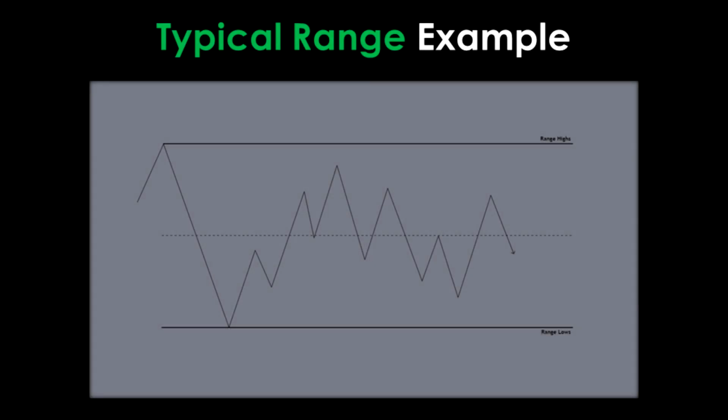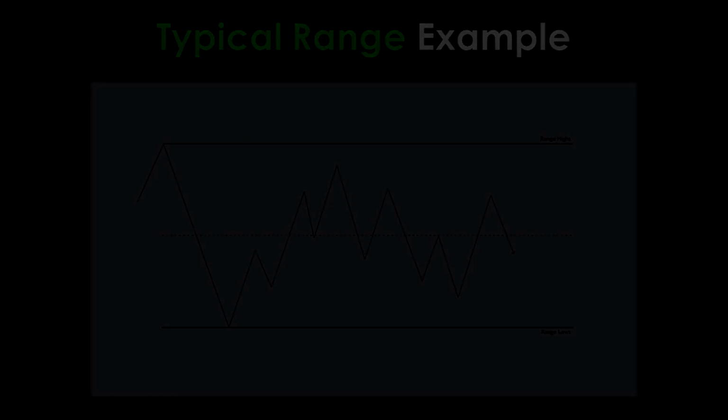Let's now move forward to discuss what a typical range looks like. We have a defined range high and range low, with the price currently stuck between these two levels. The price hasn't made any decisive moves and remains confined within this range for an extended period. In these situations, it's best to avoid taking any positions. Instead, we wait for a clear break above or below the range extremities. Once that occurs, we can apply our respective entry models accordingly.